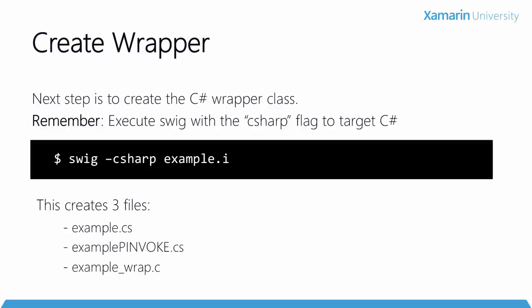The second file is a helper file containing Swig helper methods to assist with exceptions and marshaling of types. This file also includes the platform invoke methods we will use to access our unmanaged library. And the third file is a C wrapper file, and this file correlates with the platform invoke file and acts as a glue file between our unmanaged library and the platform invoke managed code.